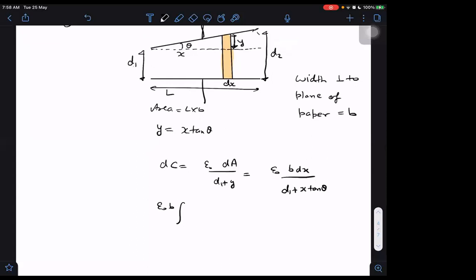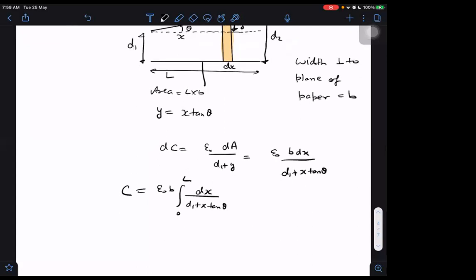Epsilon naught taken common, into dx upon d1 plus x tan theta, with limits x varying from 0 to L. What do we get? We get epsilon naught b into log of d1 plus L tan theta divided by d1, right? And outside there will be 1 by tan theta. C equal to epsilon naught dA by d1 plus y. Okay, sir.